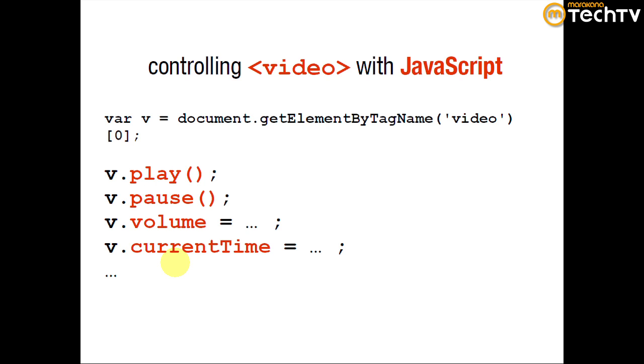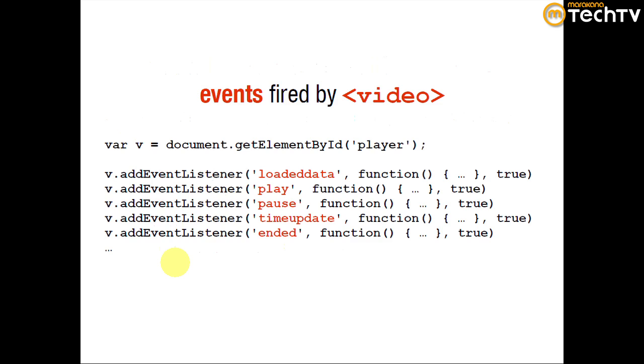And like every good API, there are events fired as well. So you get events fired on loaded data, when it's playing, when it's paused, an event every 250 milliseconds called timeupdate. It'll tell you when it's ended, etc. Each of the browsers fire those events in slightly different orders, and different events fire depending upon whether the video is in the browser cache or whether it's local, for example.